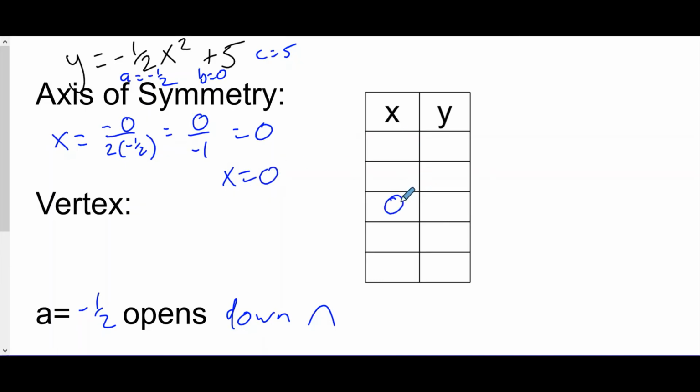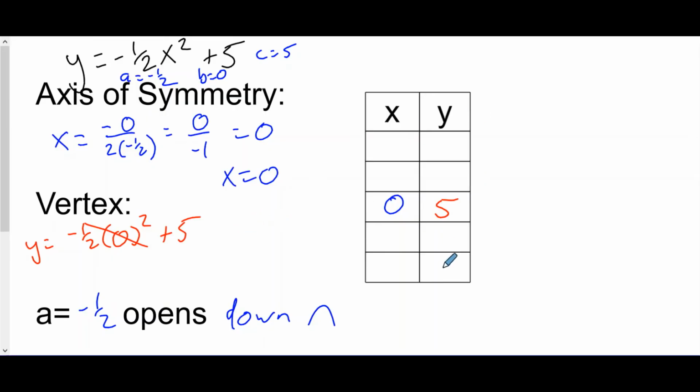Also tells me that the vertex is at 0 something. That's my x value. Let's plug it in to find the y value. -1/2 times 0 squared plus 5. Well, that whole thing is going to be 0 plus 5. It's just going to equal 5. So my vertex is at (0, 5).